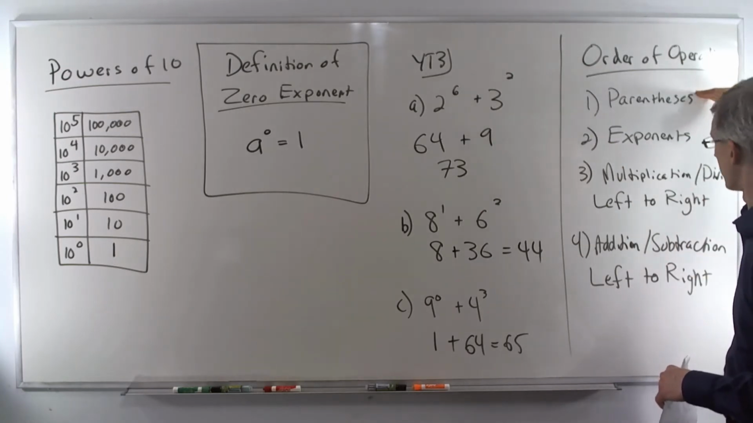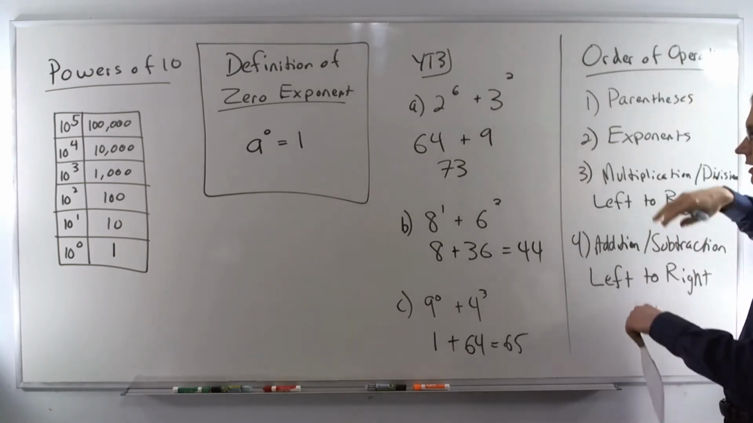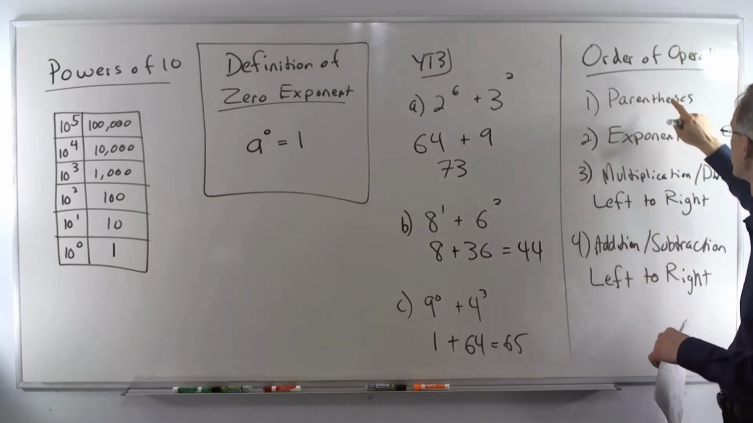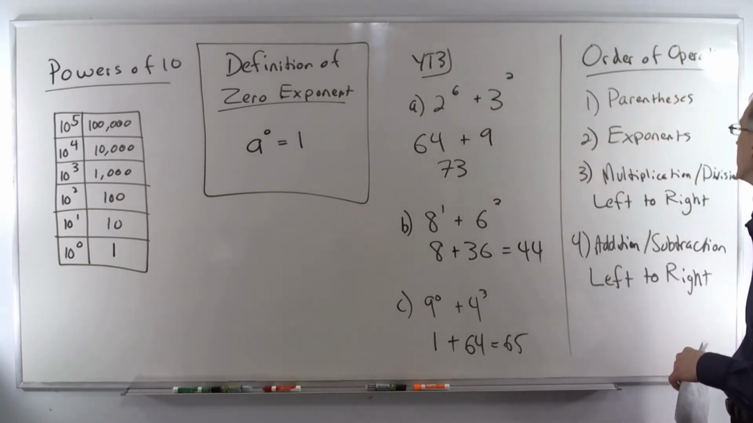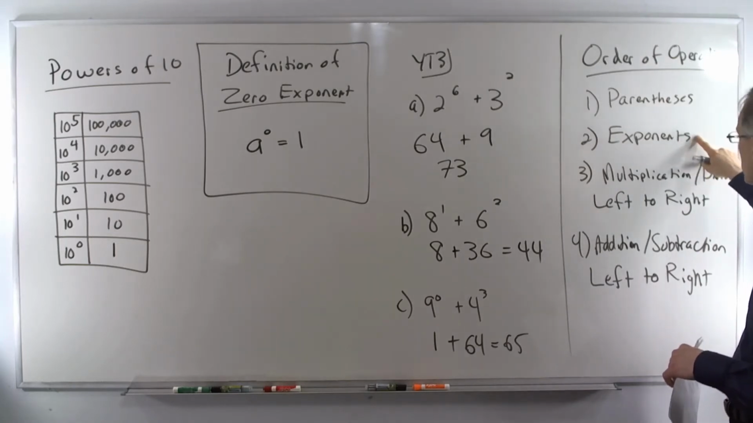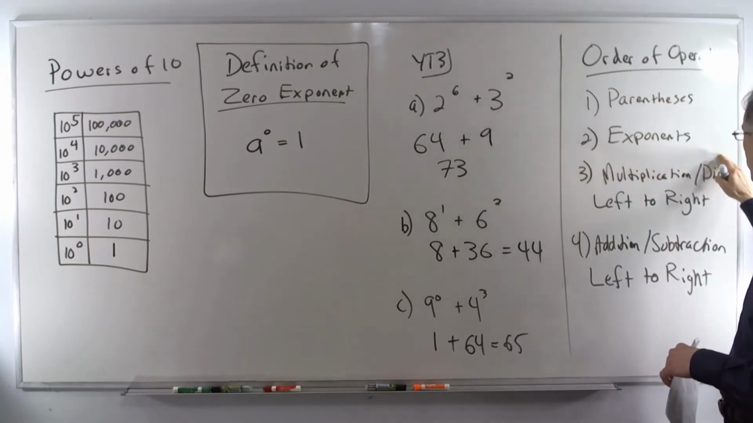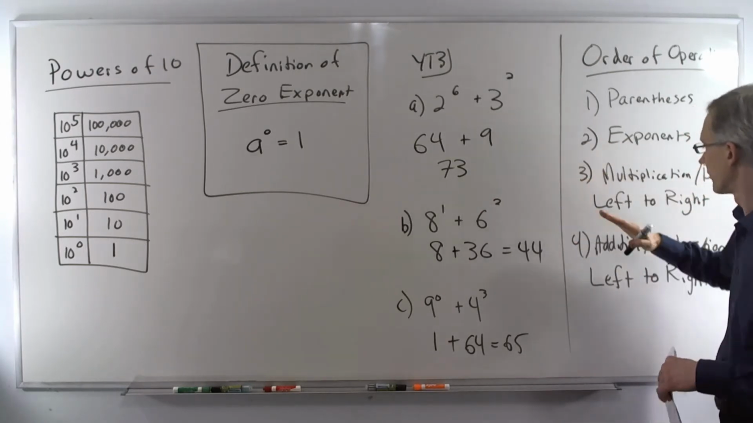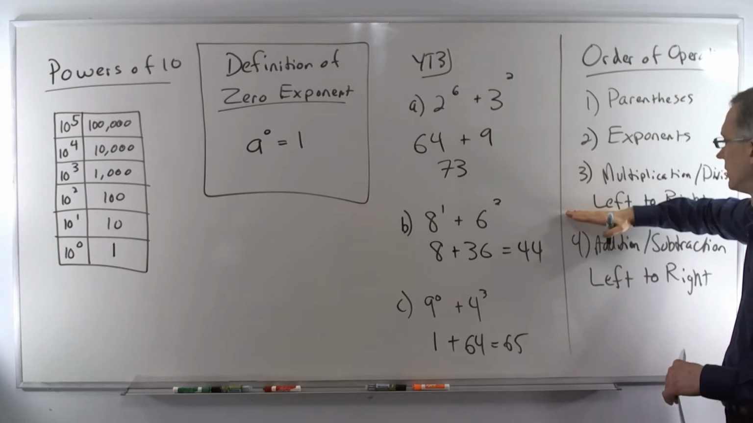So we're going to start with parentheses. Within a larger expression, anything within parentheses, we're going to do order of operations inside the parentheses first. Then we'll move on to exponents. And then we do multiplication and division on the same level, working left to right. So whatever appears on the left first, that's what we do first.